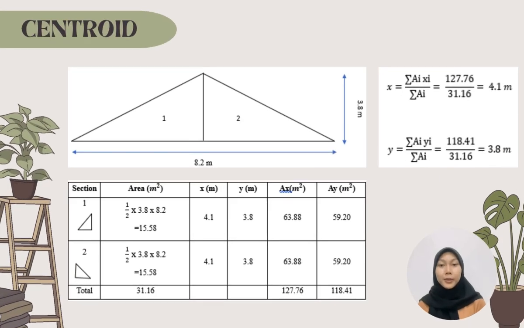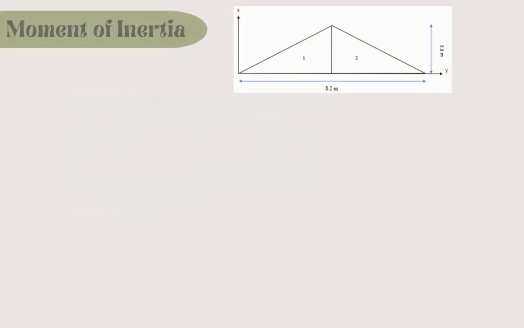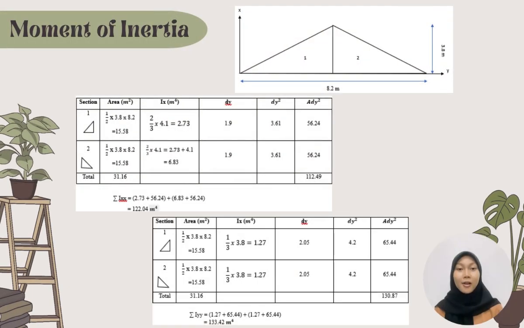This is how to calculate the centroid for this roof structure. So, the centroid for the x-axis is 4.1 meters and for the y-axis is 3.8 meters. Next, this is how to calculate the moment of inertia for this roof structure. So, the moment of inertia for the x-axis is 122.04 and for the y-axis is 133.42.